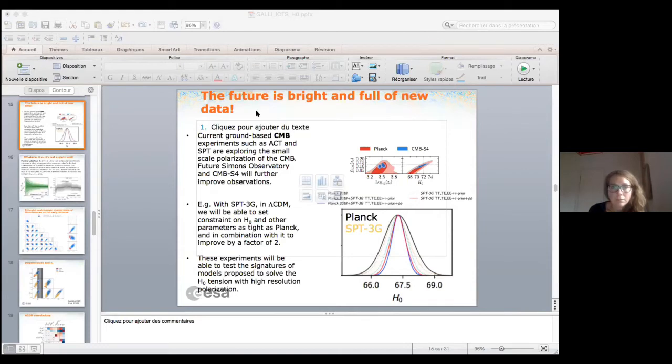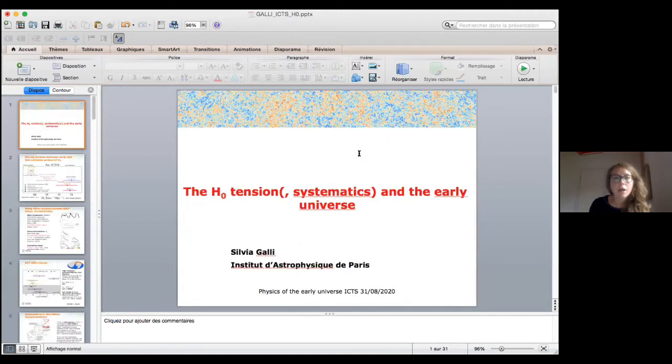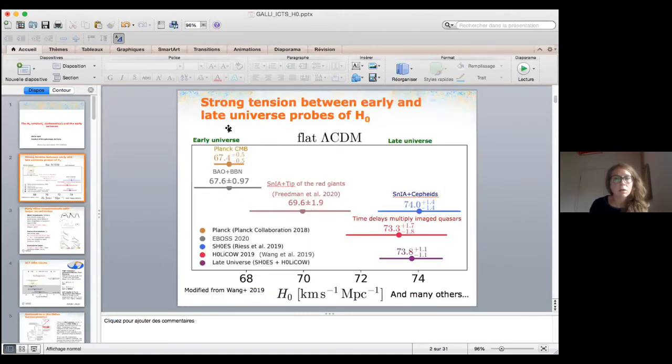So let's take the questions that have come in the chat box. I think there's a question from Bikash about why early universe and late universe predictions of the Hubble parameter are different. I'm not sure I understand what he means. I mean, the early universe measurements that I showed in the first slide are indirect. So they are based on a model. If you change the model, you change these values.